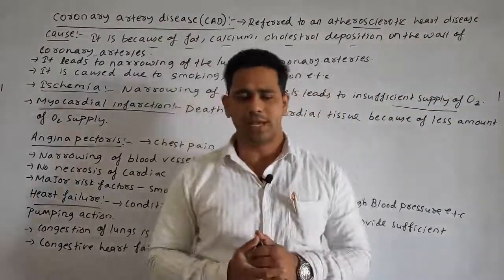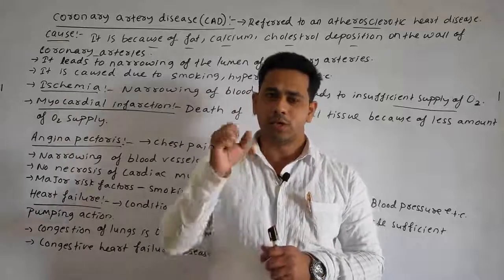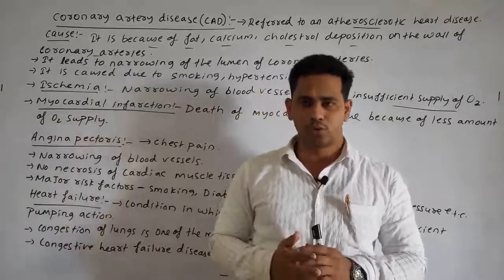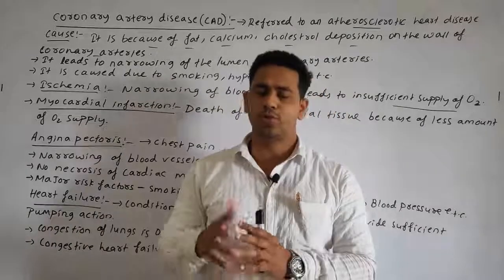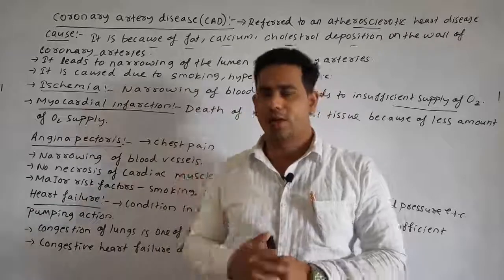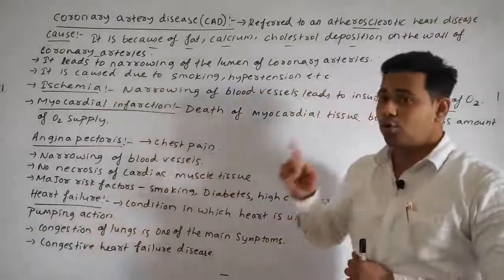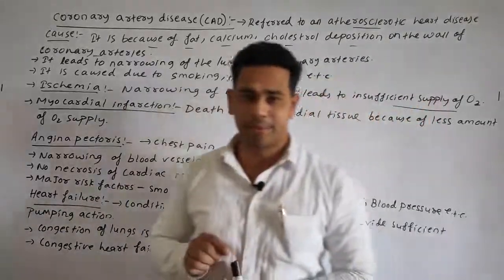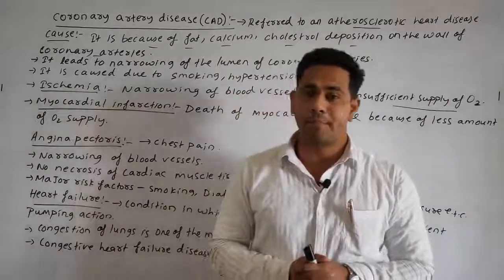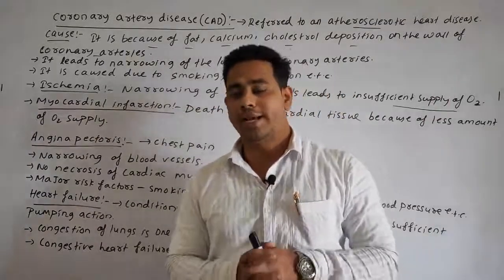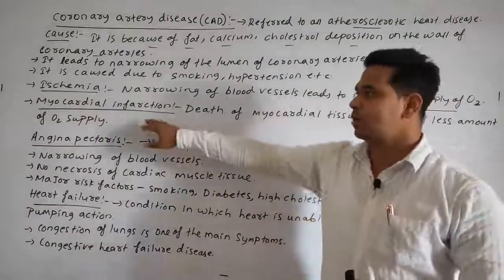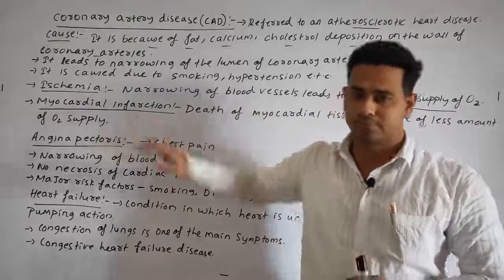How is it being damaged? As we know, the cells or the tissue consistently require the O2 supply so that they can oxidize and also produce the byproduct, so that they can maintain life. But when the O2 supply is limited or insufficient, the death of the myocardial tissue takes place, and that is nothing but the condition called myocardial infarction.